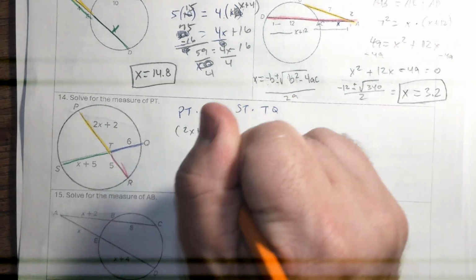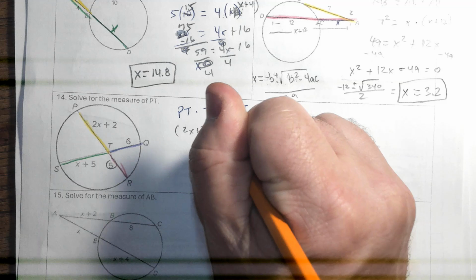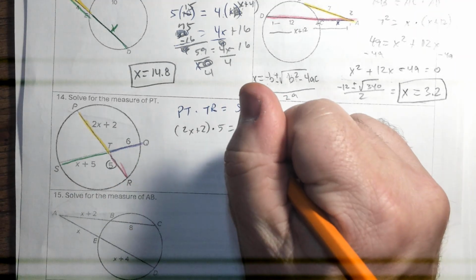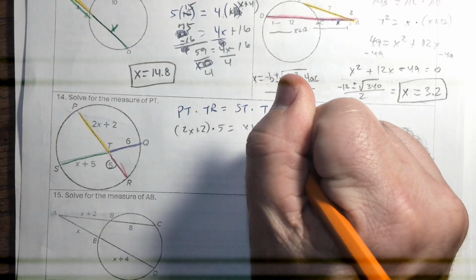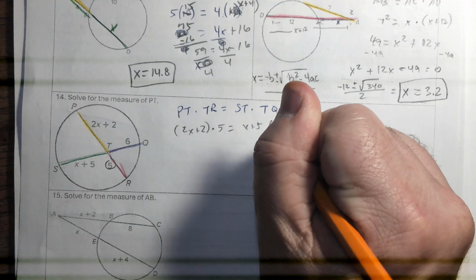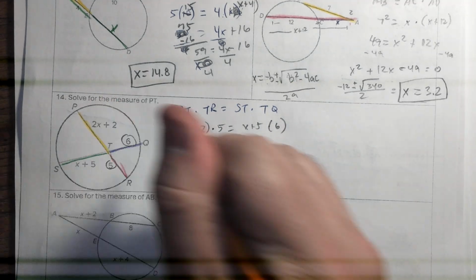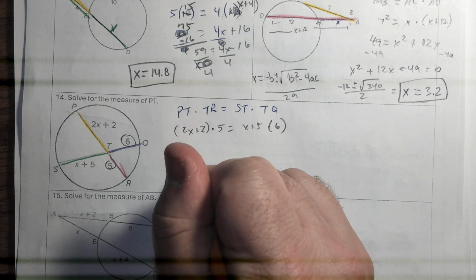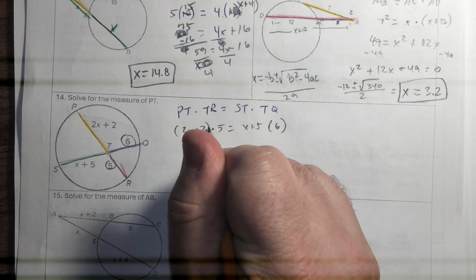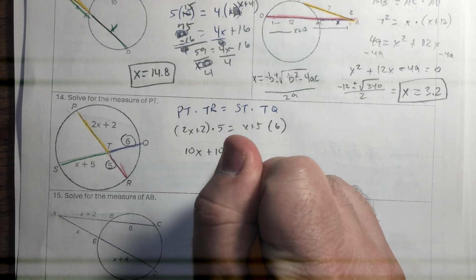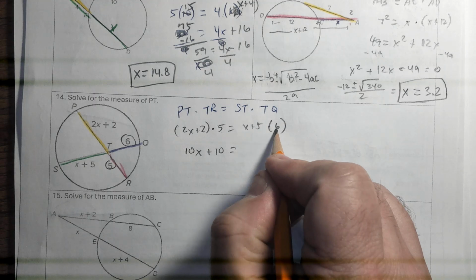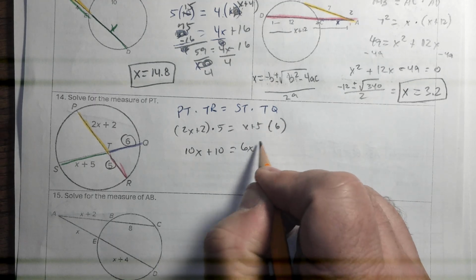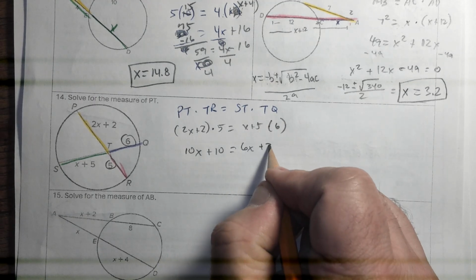Times 5 equals, ST is x plus 5 times 6. All right, so we got to distribute this. So 5 times 2x is 10x. 5 times 2 is 10. Should have put them in the front, but 6 times x is 6x. 6 times 5 is 30.